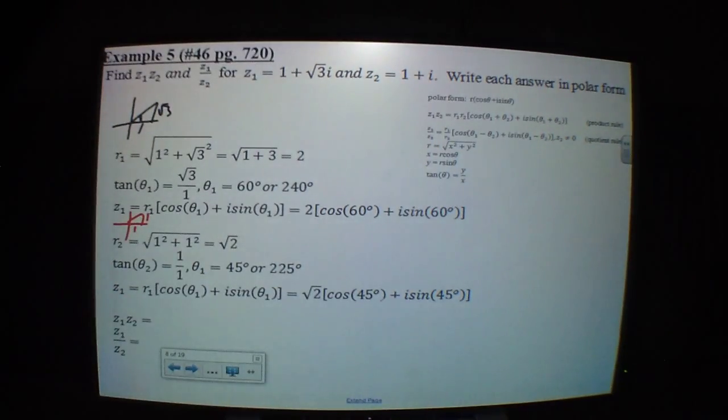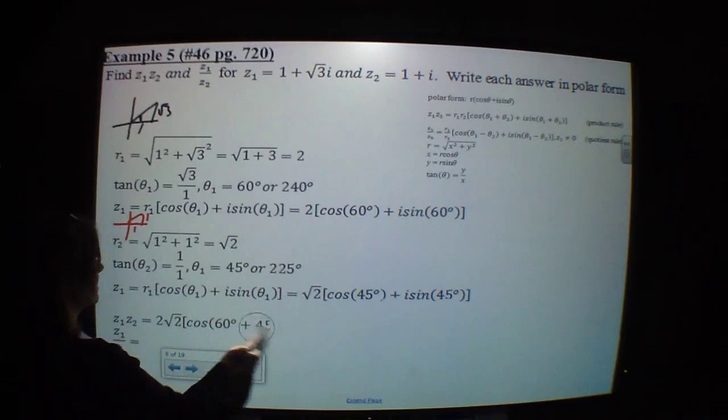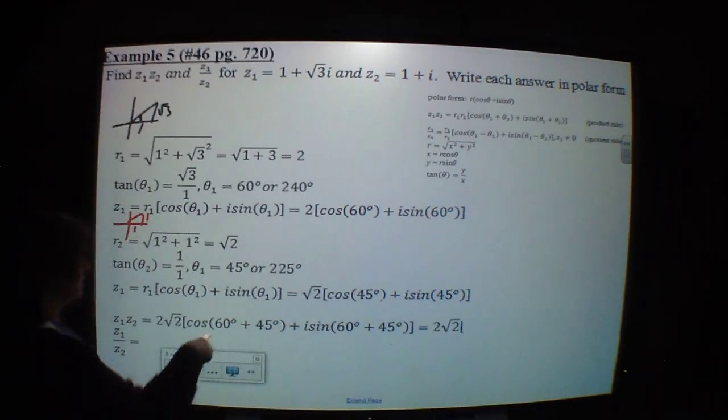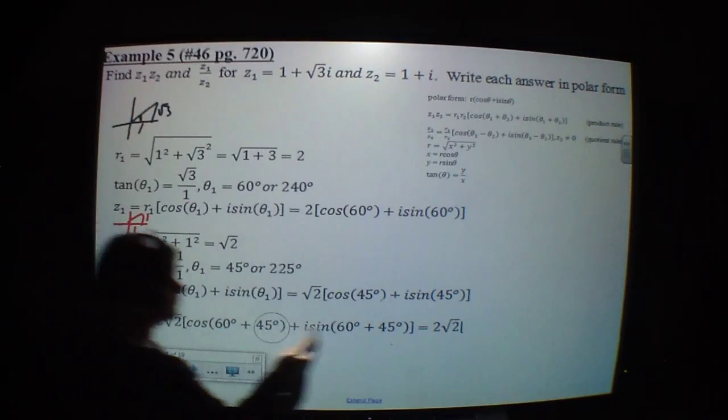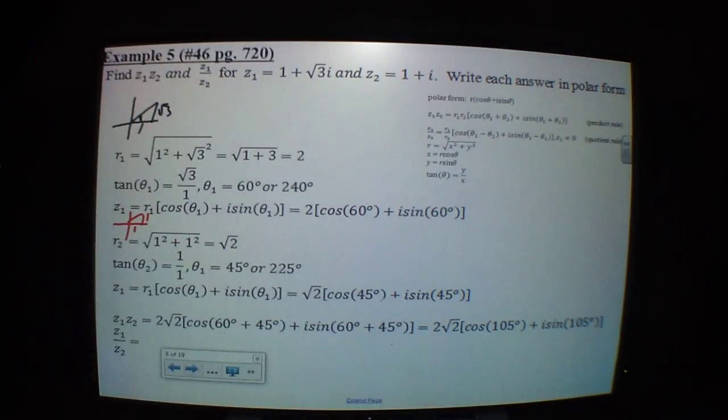Now let's use these rules. The product rule, the quotient rule. The r's multiply together. So 2 times radical 2. Cosine of my angles added together, which would be 60 plus 45, plus I sine of 60 plus 45. 60 plus 45 is 105. So there's your answer: 2 radical 2 cosine of 105 plus I sine of 105.